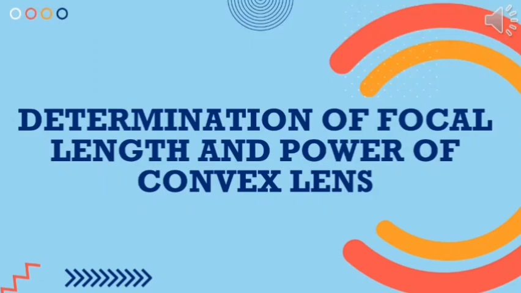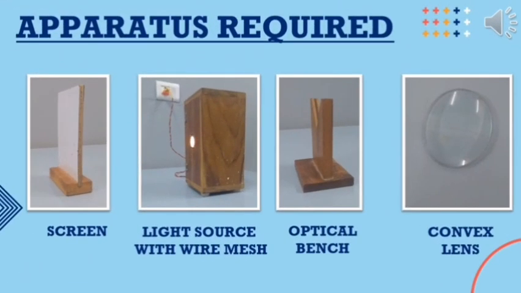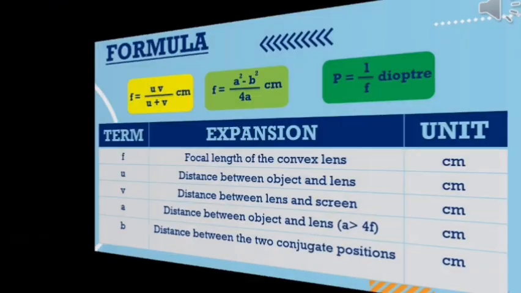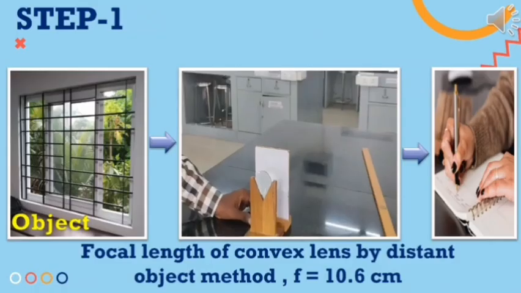In this video, we are going to know about how to determine the focal length and power of a convex lens. To determine the focal length of a convex lens, the following apparatus are required. Calculate the focal length and power of a convex lens by this formula.